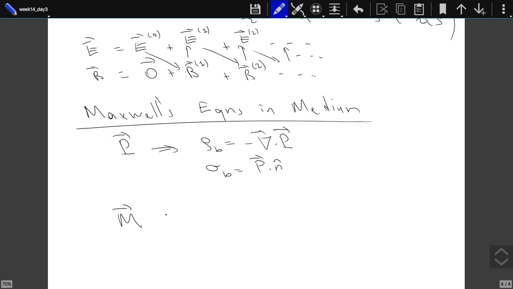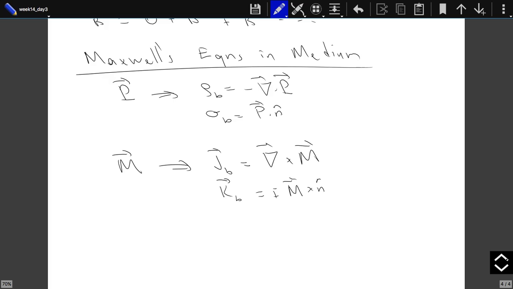Magnetization we defined as the magnetic dipole moment per unit volume. And we had also seen that we can describe the magnetization as some kind of a current density. J_B, which was the curl of M, and a surface current, which was, I don't remember the sign now, M cross N, N being the normal vector. So instead of working with magnetization, we could work with the bound current densities.